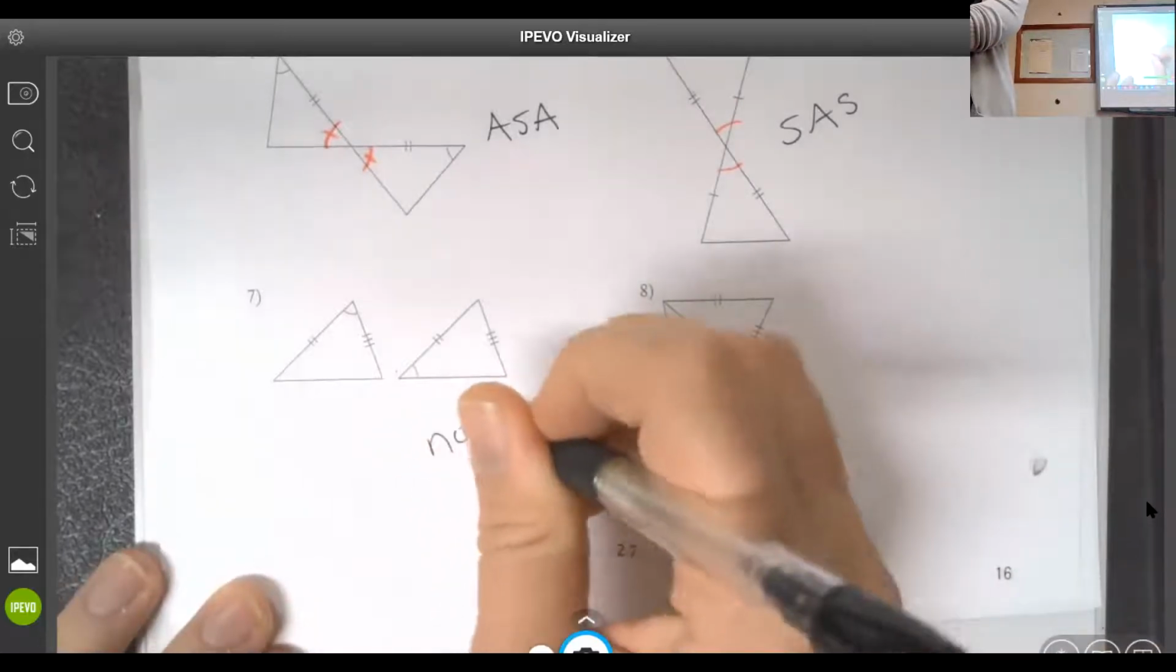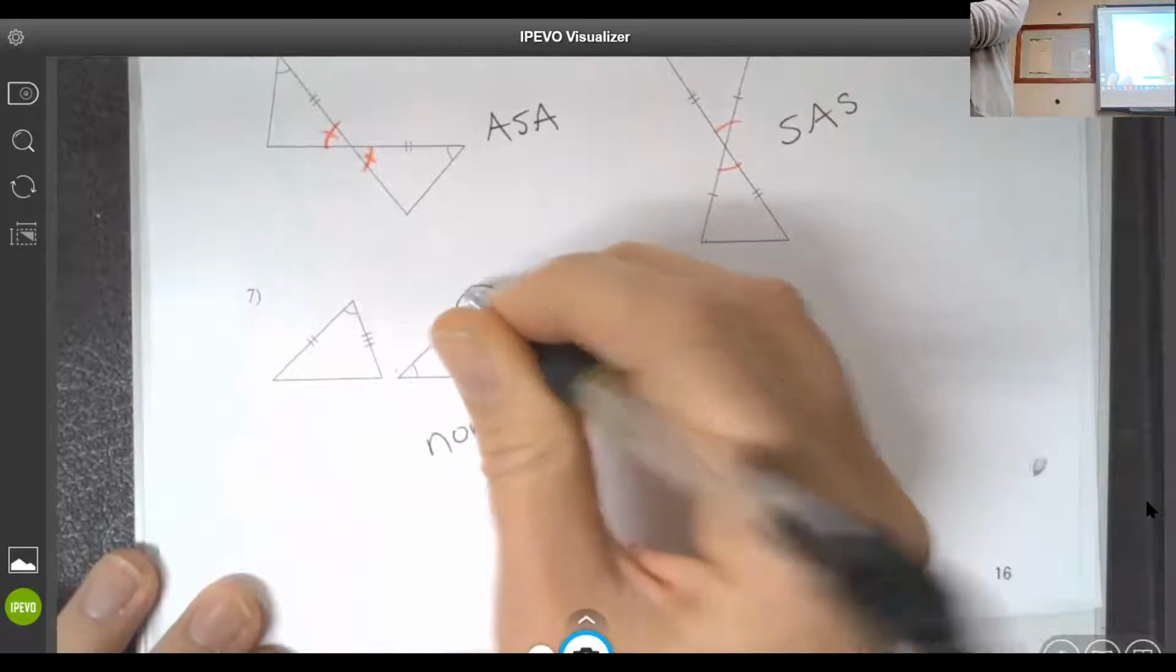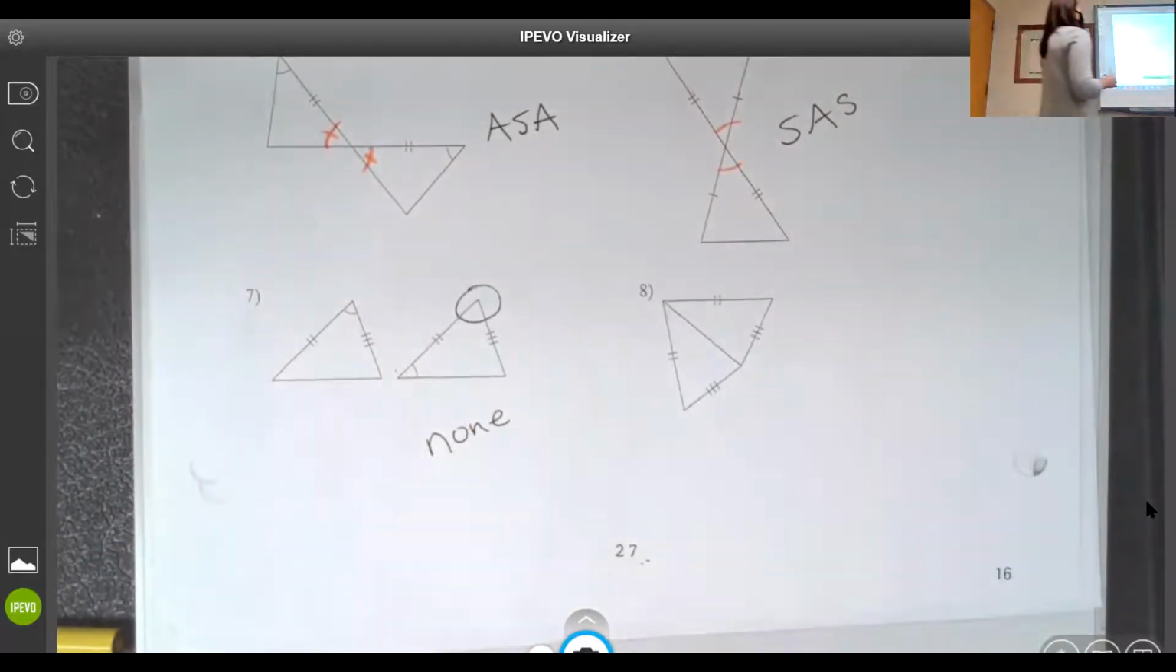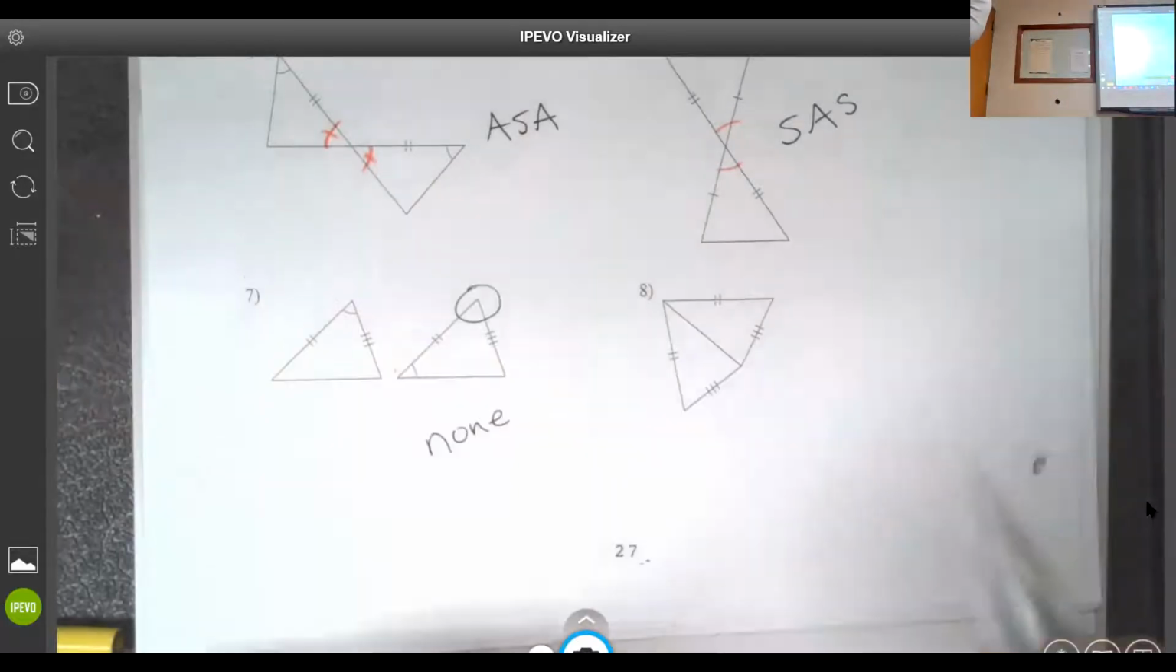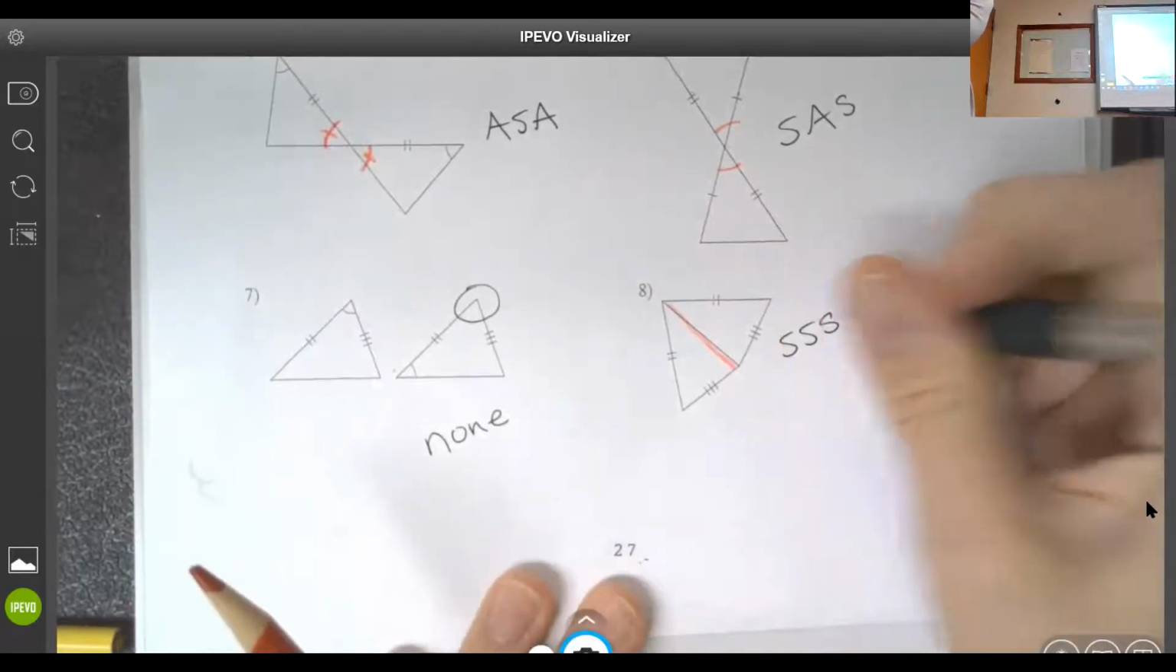They're not congruent. If it was correct, it would be this angle that would be marked instead, so that they both went side, angle, side. This triangle goes side, angle, side. This triangle goes angle, side, side. So not only do they have to have the same parts, but it has to be the same order. And then 8 is again reflexive and side, side, side. They share this side in the middle, and they're congruent by side, side, side.